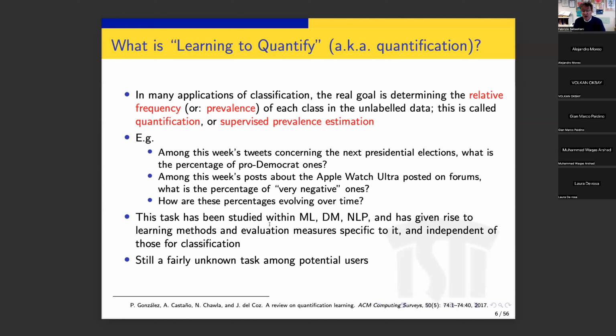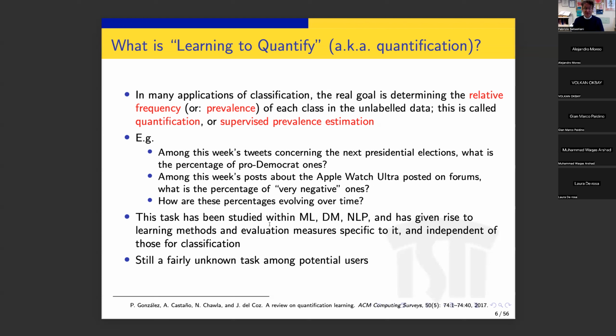Okay, so when this is the goal, our task is quantification, which is sometimes also called learning to quantify, supervised prevalence estimation, etc. Example questions that require addressing by quantification are, say, among this week's tweets concerning the next presidential election, what is the percentage of pro-Democrat ones? Again, here you see that there is a need of classifying items, because we don't know for certain whether a certain tweet is pro-Democrat or pro-Republican, and we are not interested in the individual tweet, but in the percentage. Another example is among this week's posts about the Apple Watch Ultra posted on forums, what is the percentage of very negative ones?